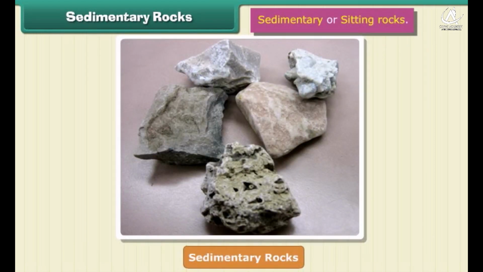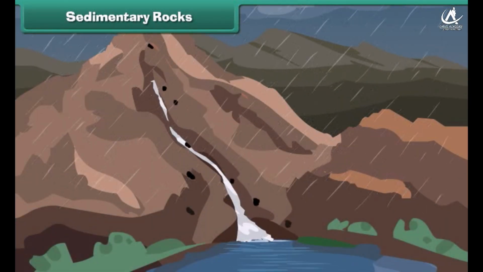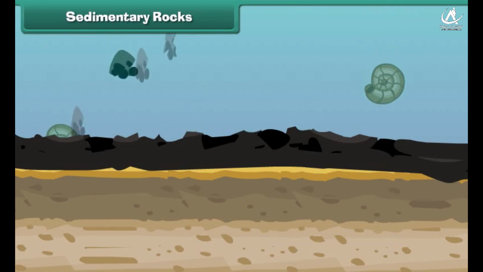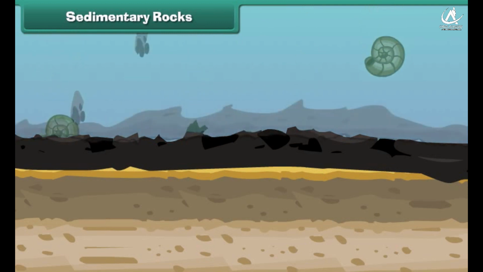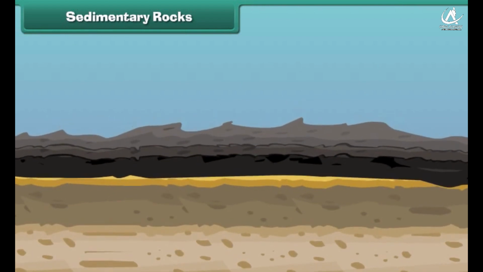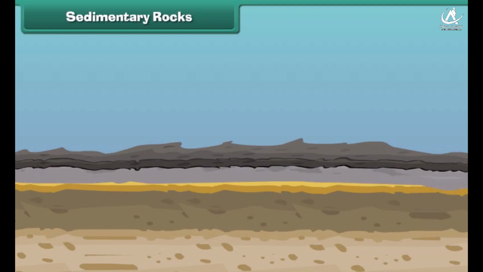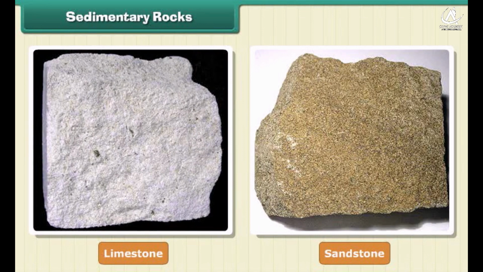The second type of rock is sedimentary rock. These are also called sitting rocks. Rocks roll down, crack, and hit each other. Then they are broken down into small particles. These smaller particles are called sediments. The sediments are transported and deposited by wind, water, etc. These loose sediments are compressed and hardened to form layers of rocks. These types of rocks are called sedimentary rocks. Limestone and sandstone are the examples of sedimentary rock.